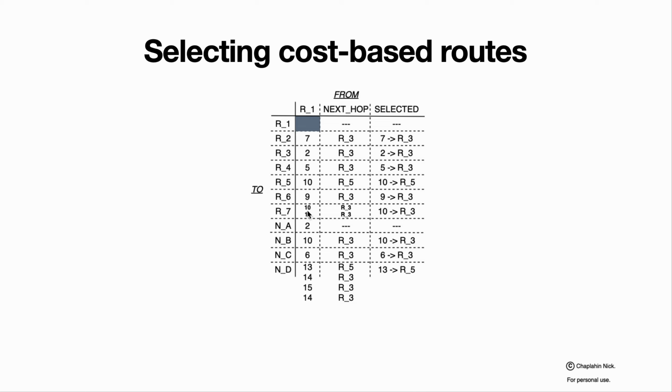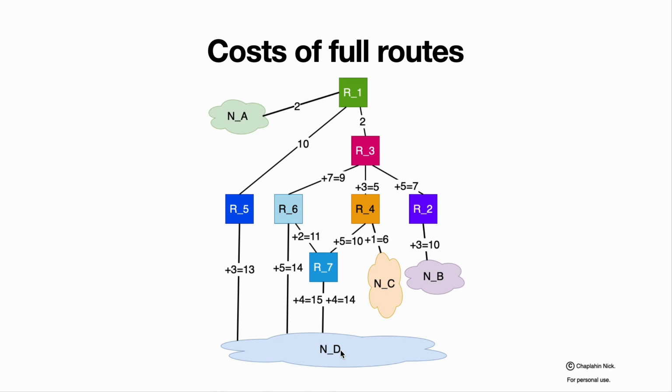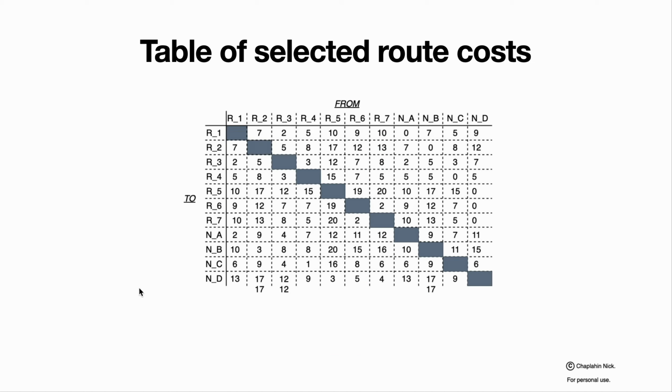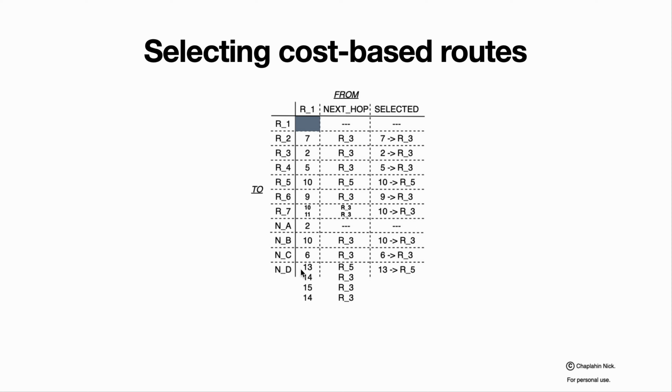Here we have 10 and next hop will be R3, and for example to reach network D, R1 can use multiple paths like R5 and then network D, R3, R6, network D, R3, R6, R7, network D, and R3, R4, R7, network D. This value has one minimum value with next route is 5. We are selecting this as R5.